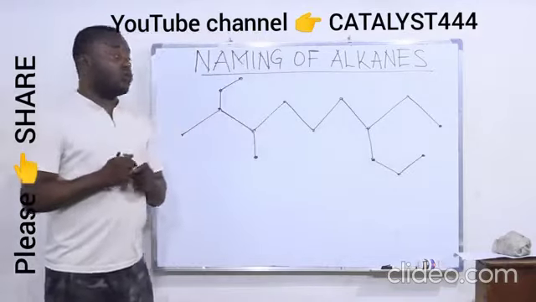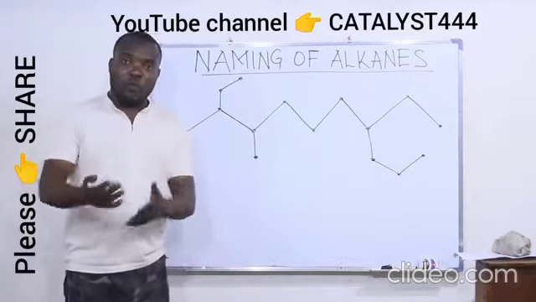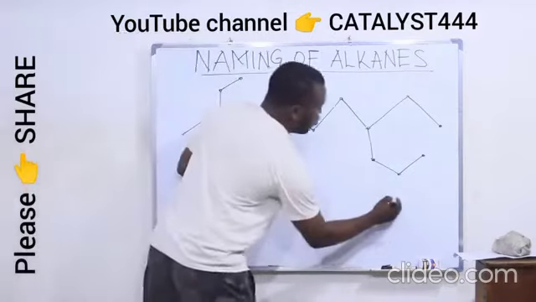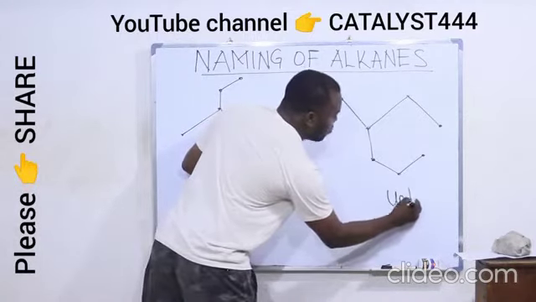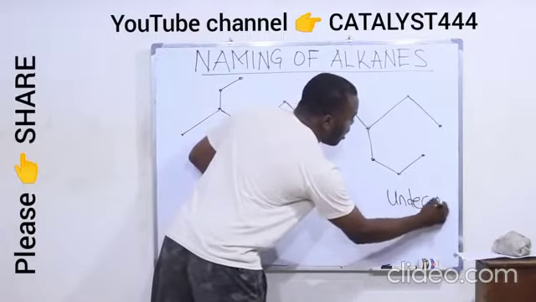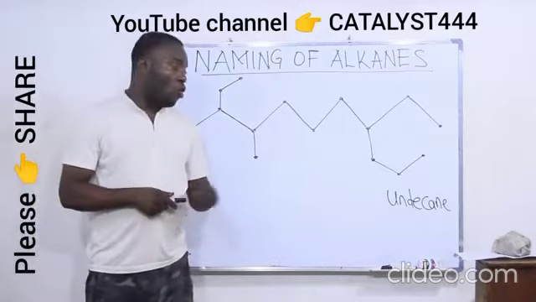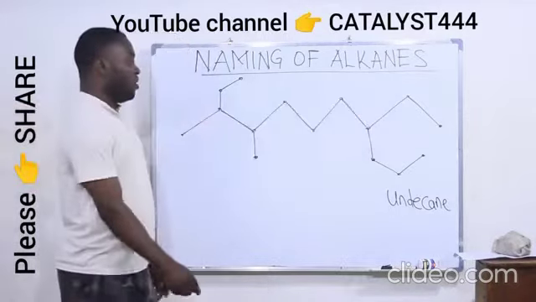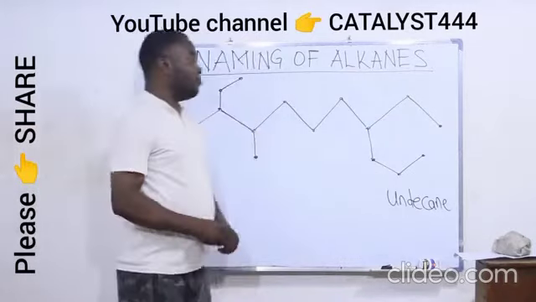And that is what rule number 1 says: identify the longest continuous carbon to carbon chain. And I have done that, and I discovered that the longest chain is 11. The 11th alkane is called undecane. That is the alkane with 11 carbon atoms. So I have identified my longest chain, which is undecane, 11.